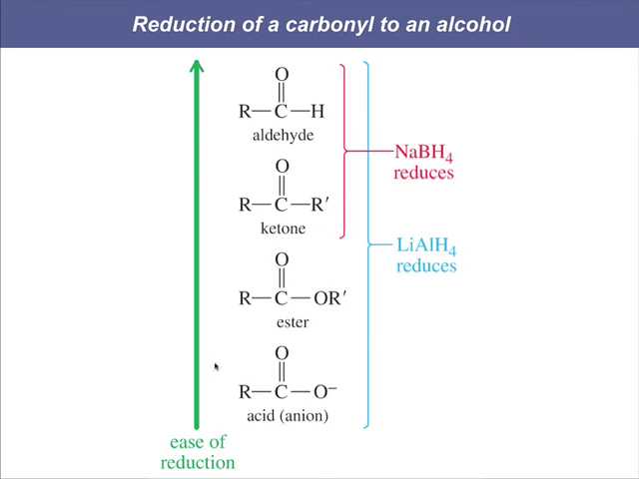So here's a visual representation showing you the ease of reduction. The acid anion and the ester are fairly difficult to reduce, so they are only able to be reduced by lithium aluminum hydride, which is the stronger of the two. Ketones and aldehydes are easier to reduce, so they are able to be reduced by NaBH4 as well as lithium aluminum hydride. Basically, the lithium aluminum hydride can reduce the crap out of everything. Sodium borohydride is a little bit more selective.